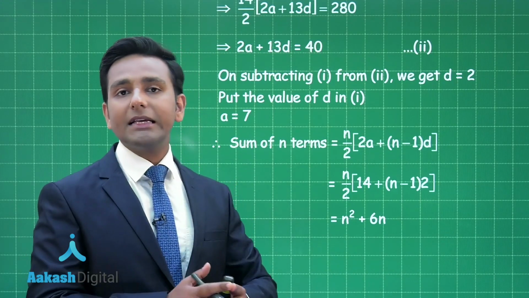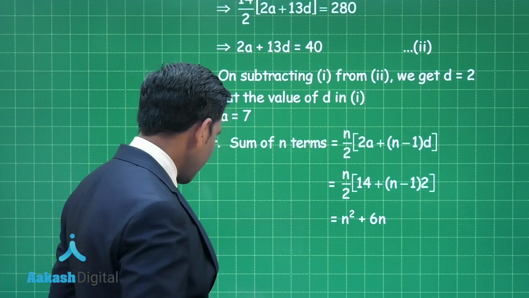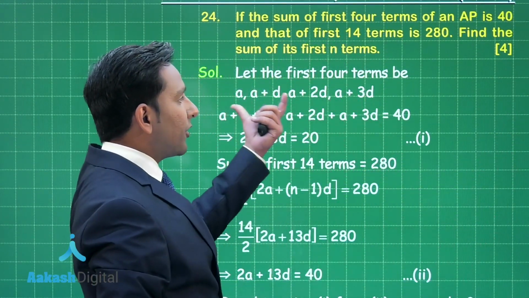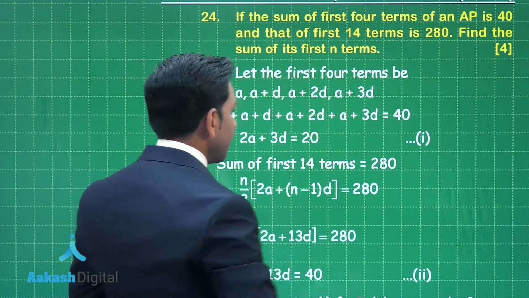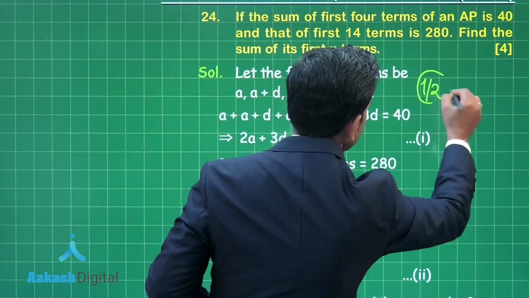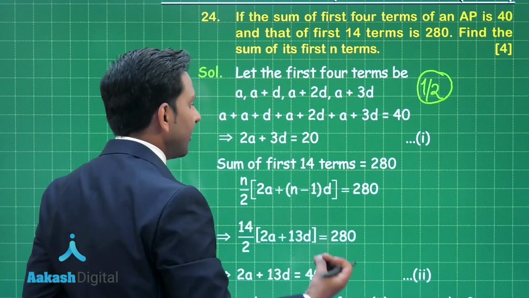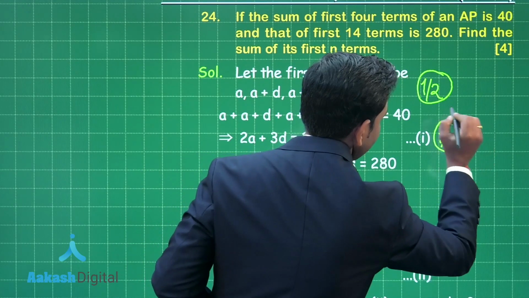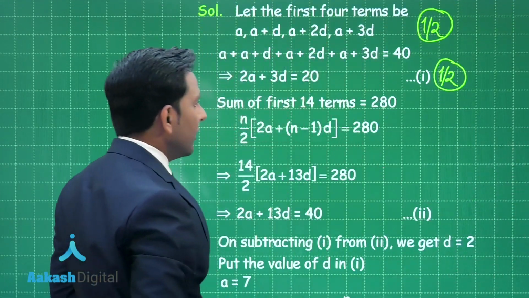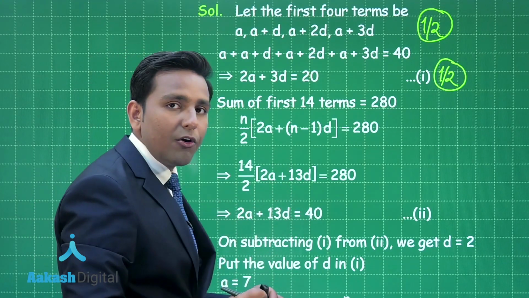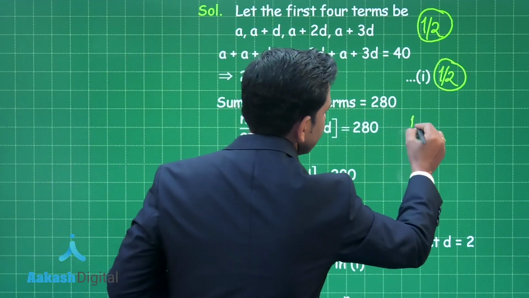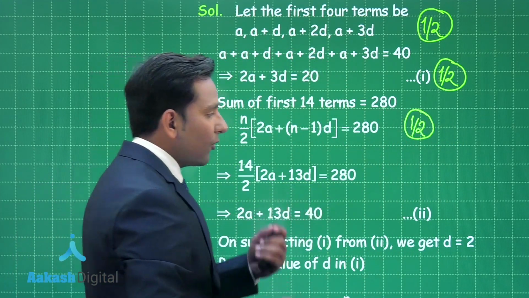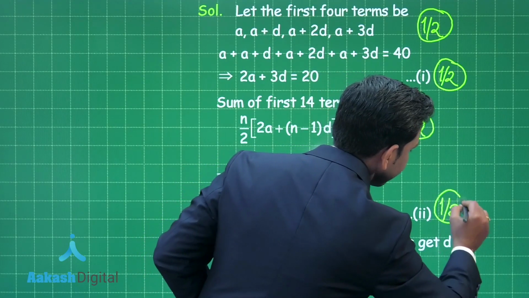Now let's discuss the marking scheme of this question. When you assume the first 4 terms of this arithmetic progression, this step will give you half a mark, and when you find the relation between a and d with the help of the very first information, this step will give you another half mark. And when you write the formula to obtain the sum of the first n terms of the arithmetic progression, this step will give you another half mark. And when you find the relation in a and d in the second equation, this will give you another half mark.